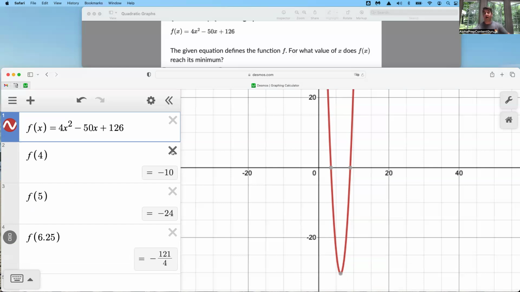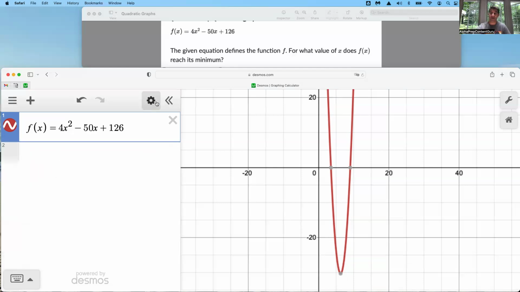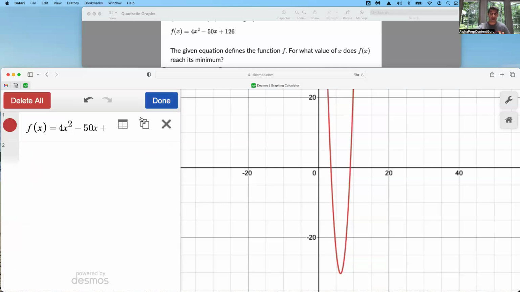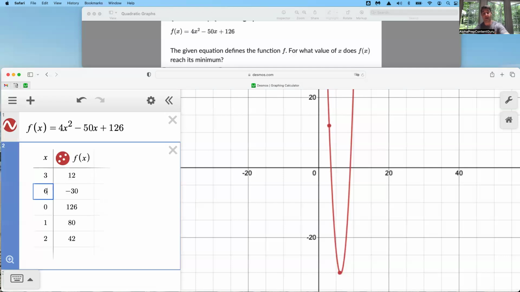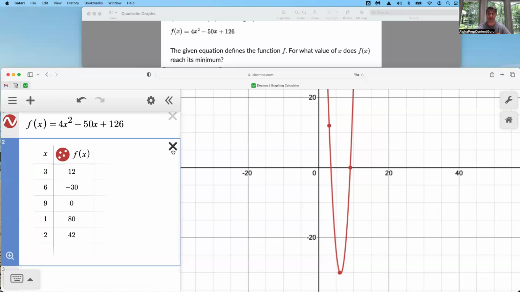Also very cool, you saw earlier, if I click here, I can actually create a table and then I can change the values of x to look at the values of y. Not as important for this particular question, but very cool nonetheless. And I can go like this and watch it as it's changing. We'll talk about more features for sure, but very, very cool.